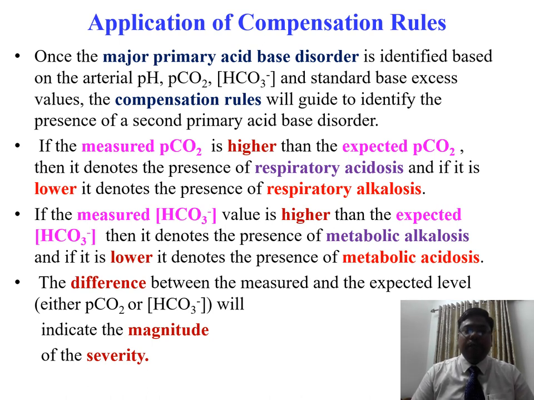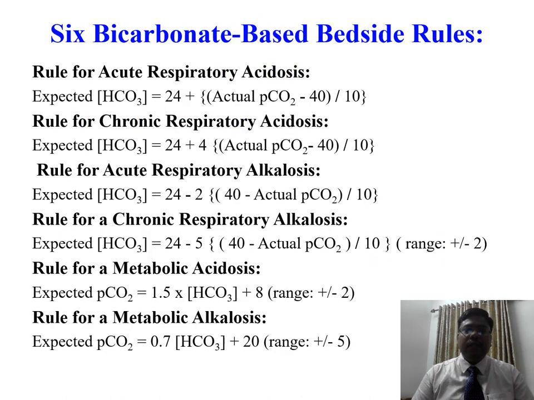Similarly, if the measured bicarbonate value is higher than the expected bicarbonate, then it denotes the presence of metabolic alkalosis. And if it is lower, it denotes the presence of metabolic acidosis. So the difference between the measured and the expected level, either PCO2 or bicarbonate, will indicate the magnitude of the severity. So these are the six bicarbonate-based bedside rules. These are usually applied for compensation. Similarly, we have compensation rules using standard base excess also.